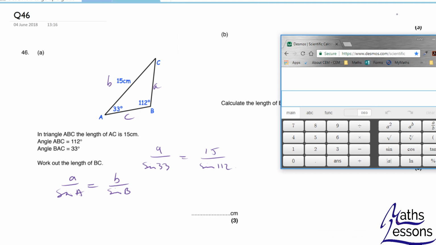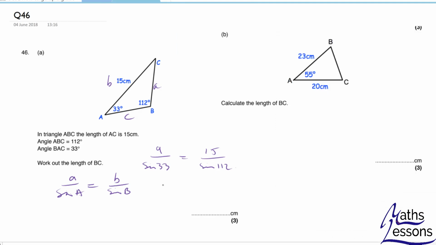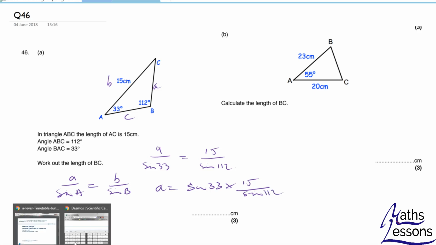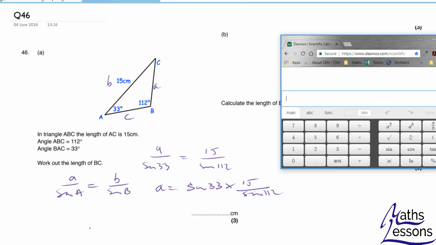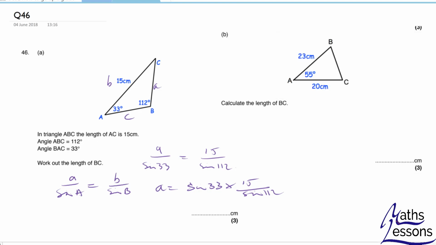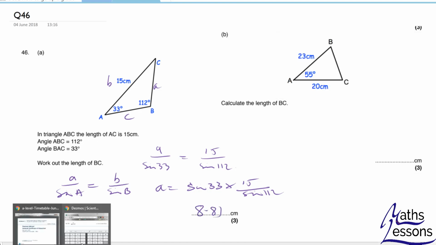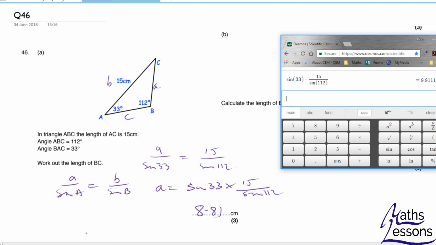Here's my calculator. First of all, I'm just going to rearrange this to get what I want. I want to get a equals sine of 33 times 15 over sine of 112. So let's do that. We've got sine 33 times 15 divided by sine 112. Just check it's in degrees, which it is, and I get my answer of 8.81. It doesn't give me a degree of accuracy, so let me just have a look. 8.81, that will do, rounded to 3 significant figures.